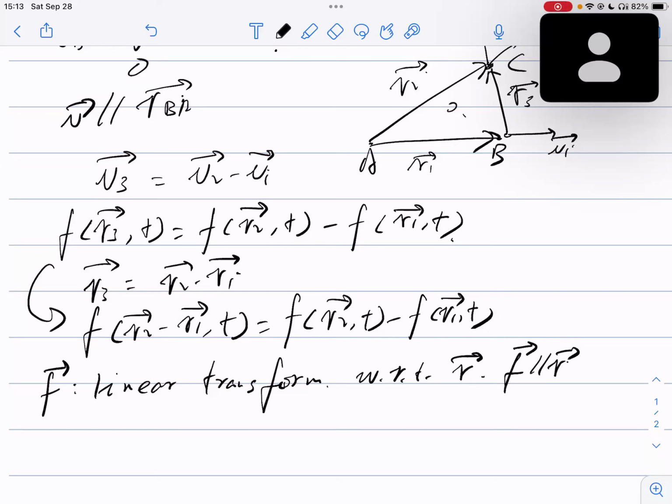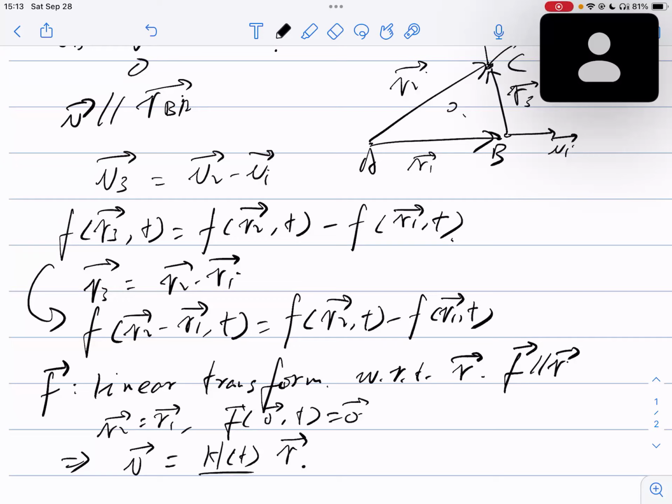And we can easily prove that it's an endomorphism, because you can just make R1 equal R2, and you will obtain that f(0) is 0. And above all this, you can always find a basis in which this linear transform can be represented by a diagonal matrix. And this diagonal matrix can be represented as a constant times the unit matrix. So above all, we obtain this one: v equals H(t) R.